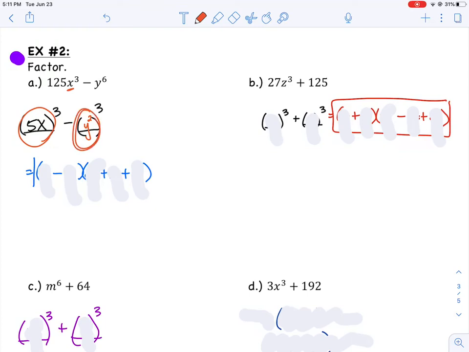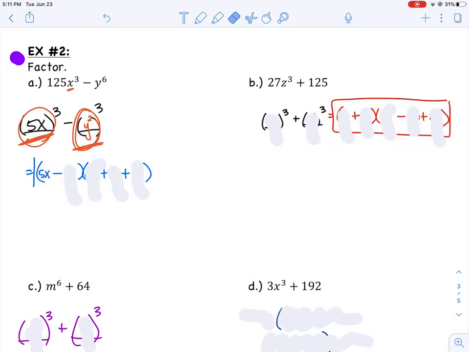But now I have two bases that are cubed. This is my first base, 5x. This is my second base, y squared. Now let's use our formula for the difference of cubes. Remember, we start with a small parenthesis, and then we have a big parenthesis, and then we're going to do our signs. It's the same sign, so minus, opposite sign, so plus, and then the last one's always going to be a plus sign. Now let's fill in the blanks.